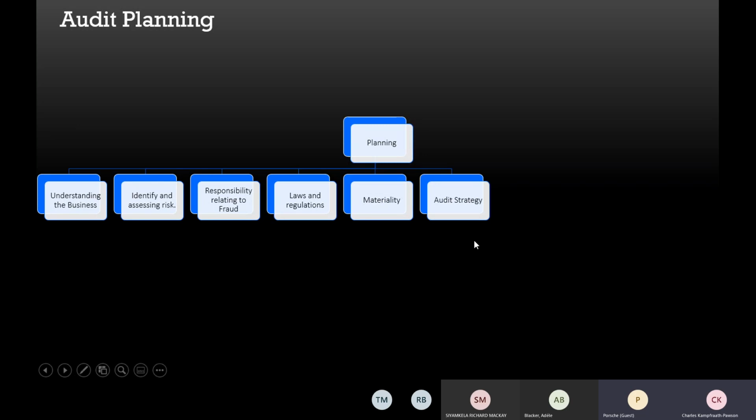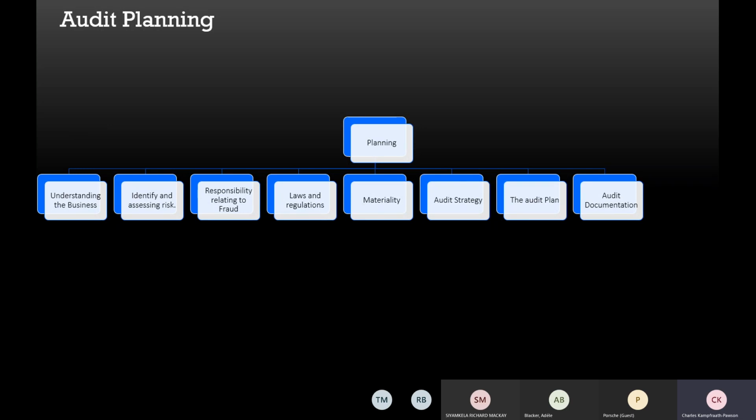Thanks, guys. Audit strategy. All of this will affect my audit strategy, my approach to this audit. Eventually, I will be able to draw up the audit plan. This audit plan is a blueprint of what I need to do to, at the end of the day, get to that position where I can have reasonable assurance. I will determine the audit documentation that I need. What would I need to be able to be in a position to provide assurance? What do I need to evaluate?